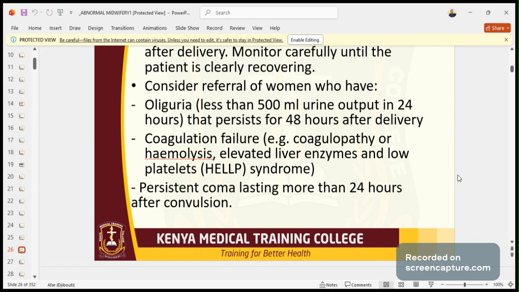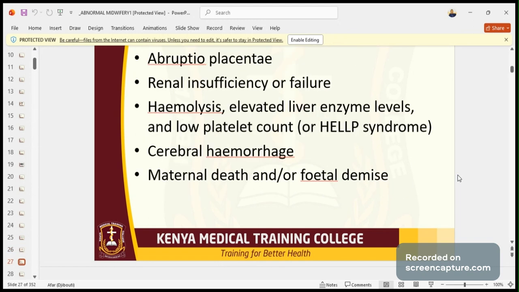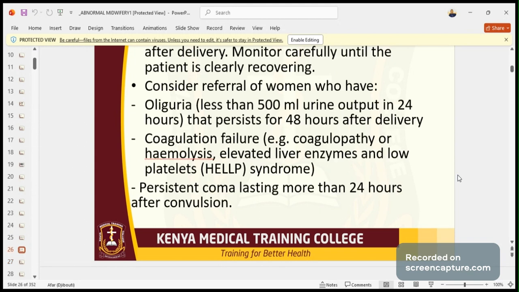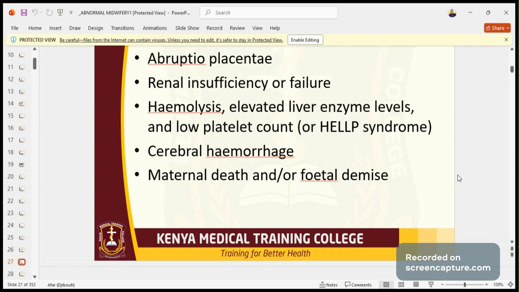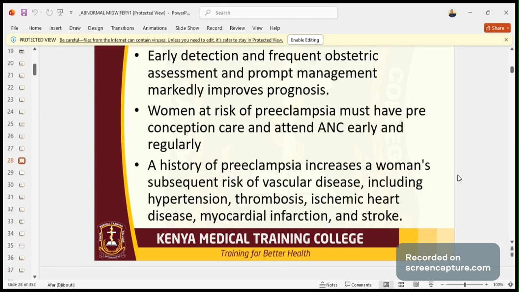Persistent coma lasting more than 24 hours after convulsions is also an indication. Complications that somebody should check for: abruptio placenta, renal insufficiency, hemolysis, elevated liver enzymes and low platelet count, cerebral hemorrhage, maternal death or fetal demise. Okay. So early detection, frequent obstetric assessment and prompt management markedly improve prognosis.